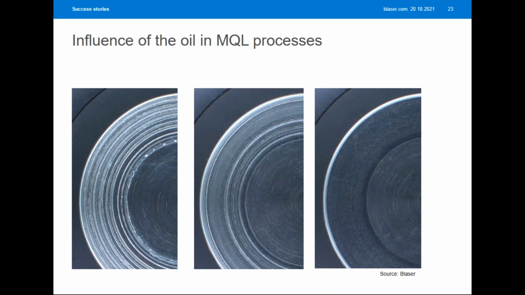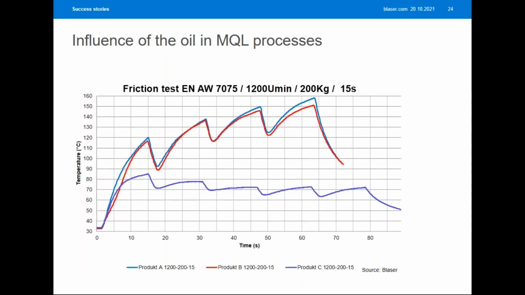Next one is a friction test we developed in-house, and here you see again the influence of the lubricant on a process, exactly the same process with 3 different oils. On the left-hand side, you have a very rough surface, a lot of build-up. On the right-hand side, you have a very fine surface and almost no build-up. And you see the friction test temperatures in the friction tests speak for themselves also.